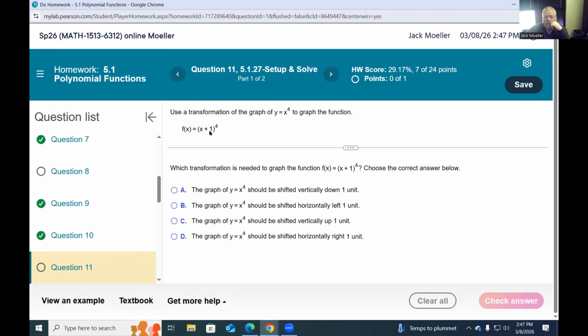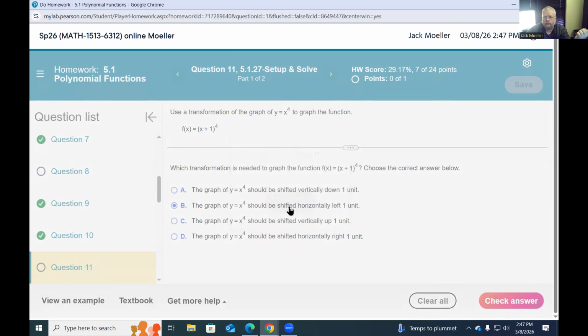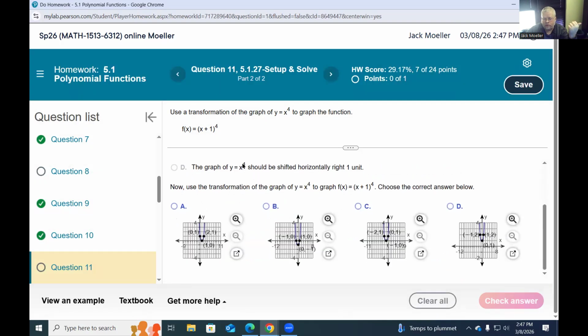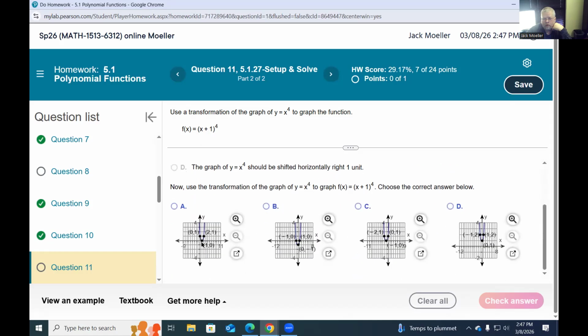So what does that +1 do to x to the fourth? Well, it's inside, so it's horizontal. So +1 actually moves it to the left. So bam. And then we need to graph it. And so remember x to the fourth, that's an even degree, so it's going to look like a parabola. And so we said it goes left 1. That looks like that's right 1, that's down, that looks left, that one's up. So yeah, that's right, down, left, up. So C is the only one that moved left.